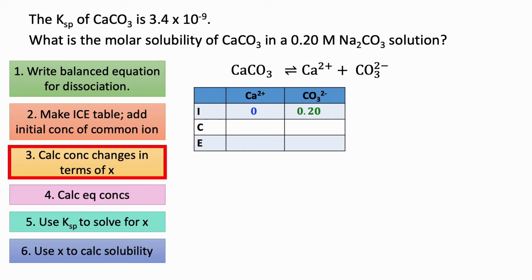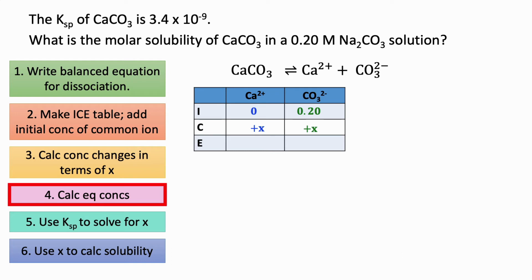Now we're going to calculate concentration changes in terms of X. So what changes if we put calcium carbonate into our solution? Well, in this particular case, however many moles of calcium carbonate we put in, we're going to put in the same number of moles of calcium and the same number of moles of carbonate, because it's a 1:1 ratio, right? If it was a 1:2 ratio, one of those would be 2x, but it's a 1:1 ratio, so we have plus x and plus x. So our equilibrium concentrations then are X and 0.20 plus X.